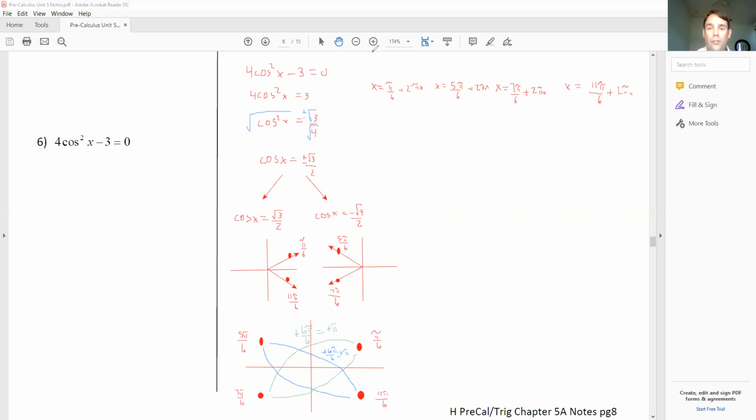Let's link the green ones together. We had pi over 6 plus pi n. And we had the blue ones that we were able to link together. So 5 pi over 6 plus pi n.